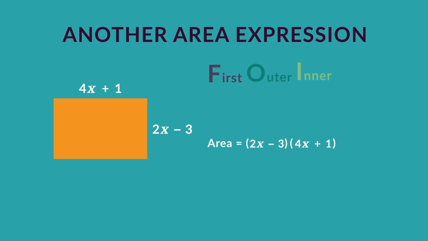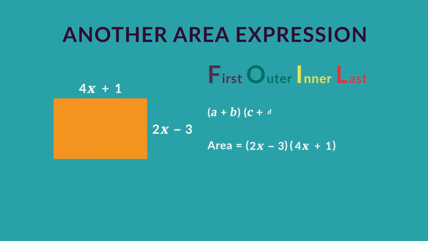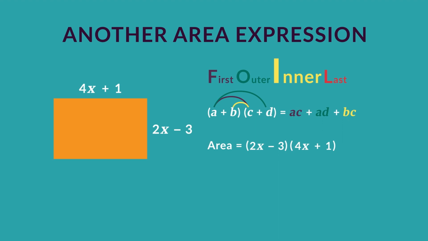You have probably learnt the FOIL rule for multiplying binomials before. It shows that we can begin by multiplying the first 2 terms, then the outer terms, then the 2 inner terms, then the 2 last terms. Then add the results.